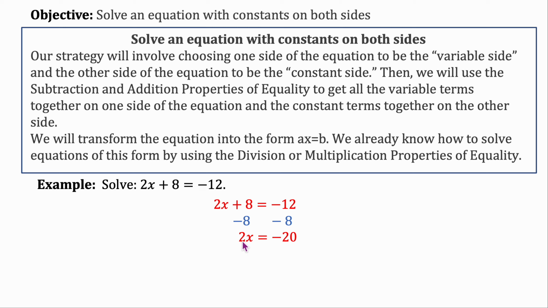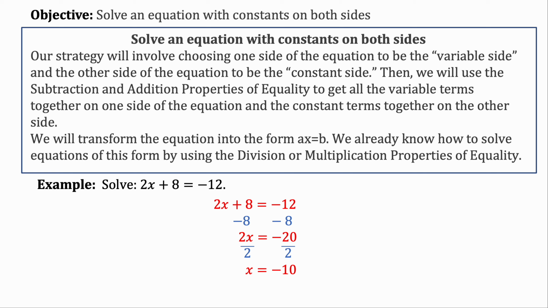Now, if there's any coefficient attached to our x, we need to divide that off, unless it is something where maybe we're dividing by x, then we'll have to multiply that. But in this case, we need to divide both sides by 2 in order for us to effectively solve for x, and we get that x is equal to negative 10.